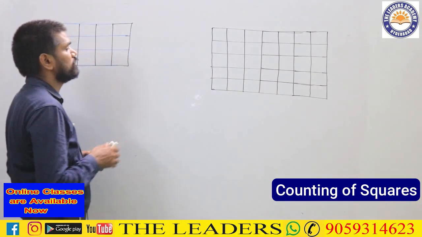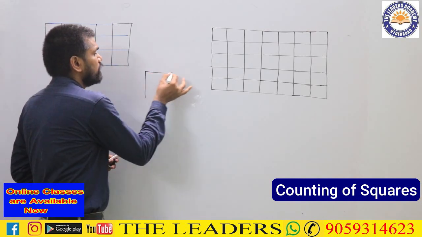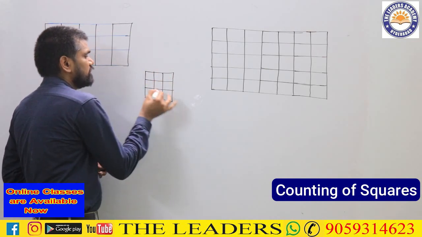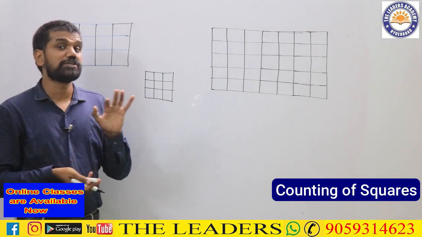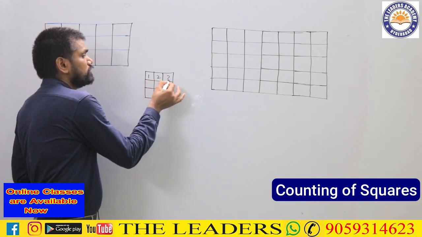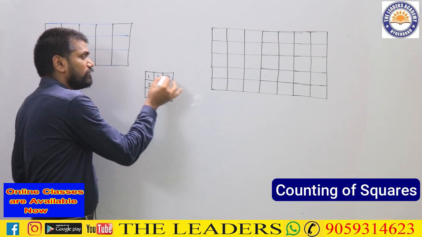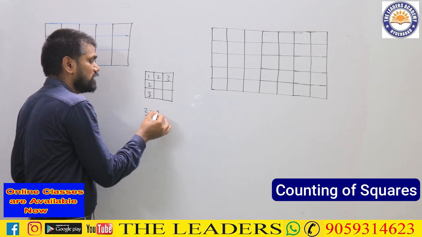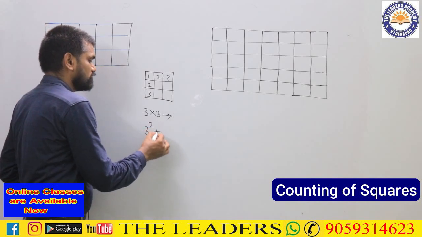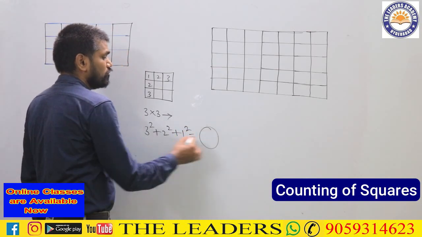Coming to the procedure, if it is a square grid, we have already learned a shortcut for that. What was the shortcut? If it is a 3 by 3 grid like this, it is a square grid. In counting the number of squares, I already gave the trick. Number of rows are 3, number of columns are 3. I said go ahead like 3 square plus 2 square plus 1 square. You simply add it, and that gives you the total, which comes out to be 15.